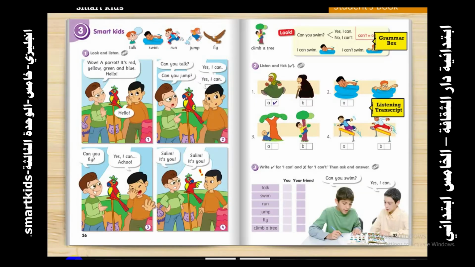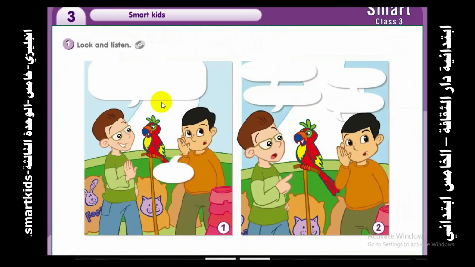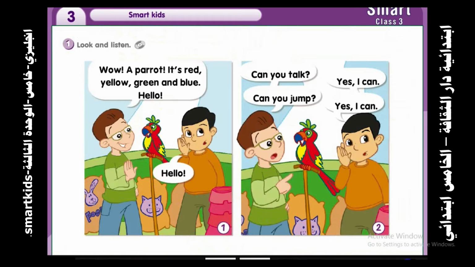Okay, go back to the story. Let's see what we have here. Look at picture one. What can you see? We can see two boys, a parrot. Okay, let's see. Listen first. One. Look and listen.